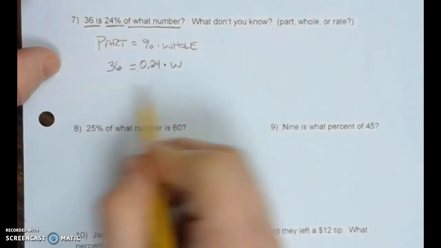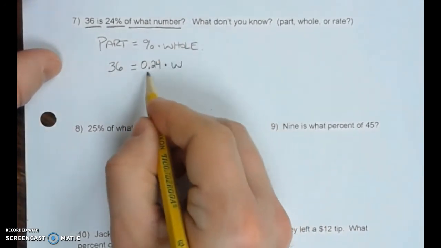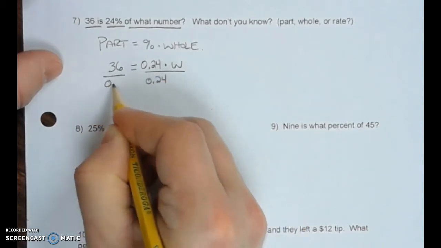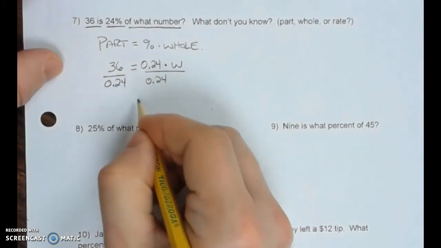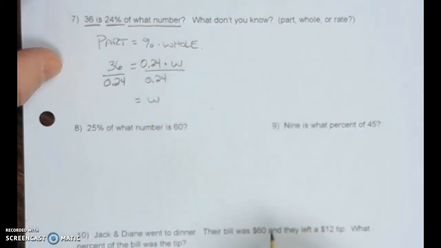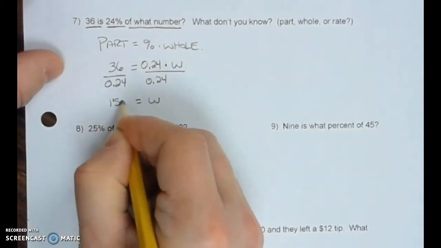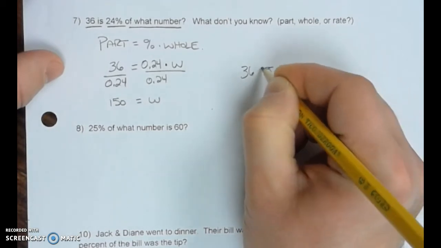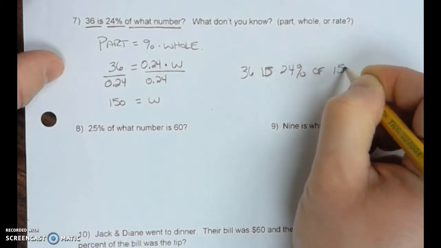And so in order to answer this problem, we've got to get W all by itself, which means we're going to have to divide both sides by that 24 hundredths to get W all alone. When you do 24 hundredths divided by itself, that leaves you with just W on the right. And 36 divided by 24 hundredths is 150. And so we can say that 36 is 24% of 150.